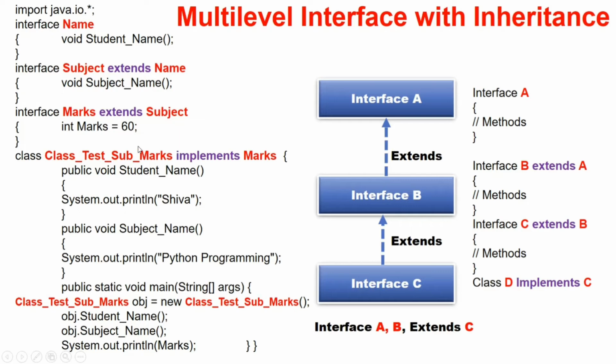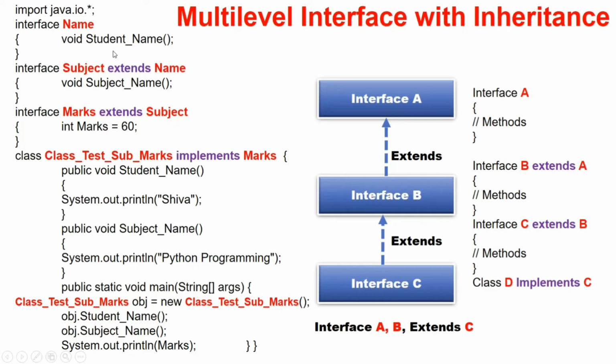Now we come to the main class. This is the class name. This class is going to implement the marks interface, because this marks interface carries the methods of interface A as well as B. So if you call the marks method, you can access the rest of the methods also, right?